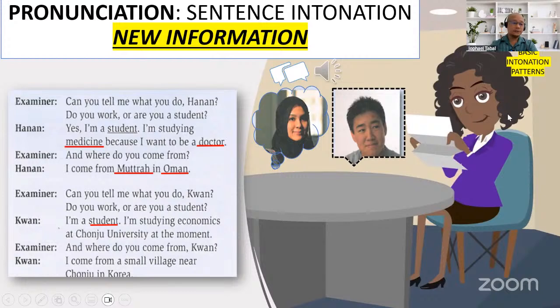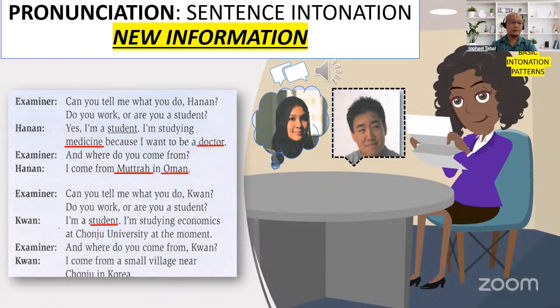So in here, the pronunciation feature here, which is sentence intonation, is we're going to stress the word to emphasize new information. So we have here, for example, words like I'm a student. So it is a new information because the candidate can be a doctor or can be a worker, etc. So that is why it's called new information.